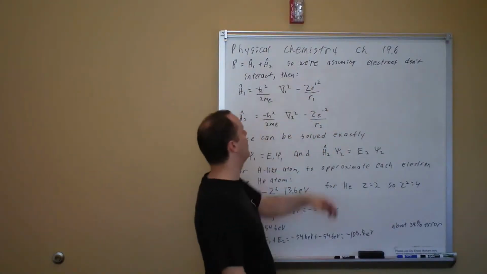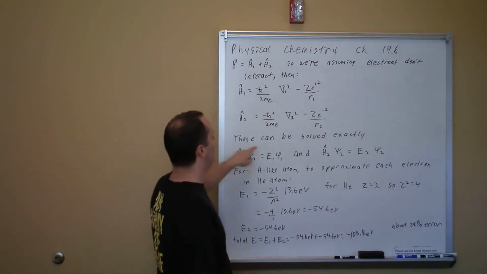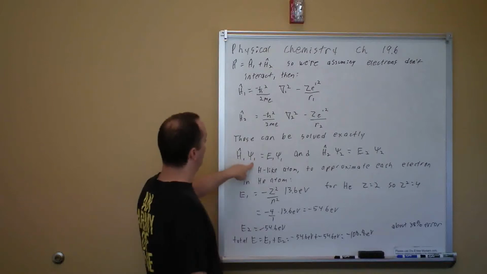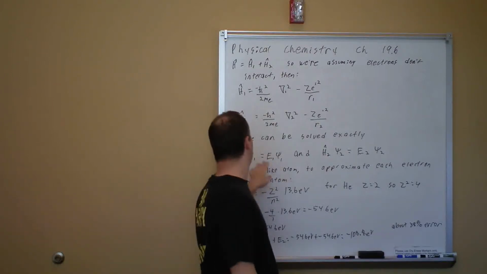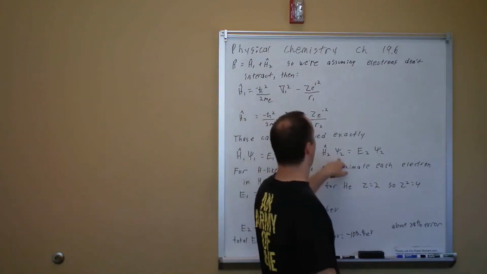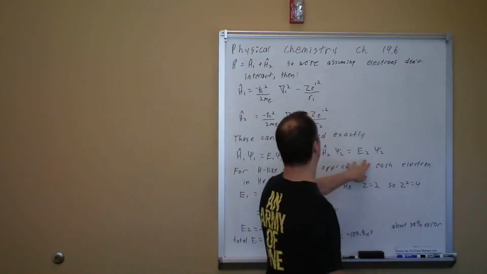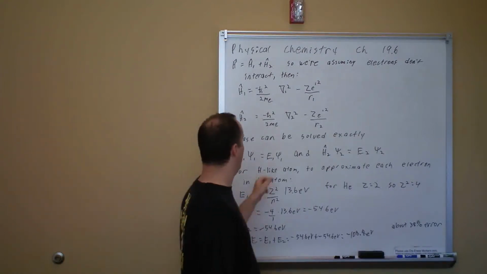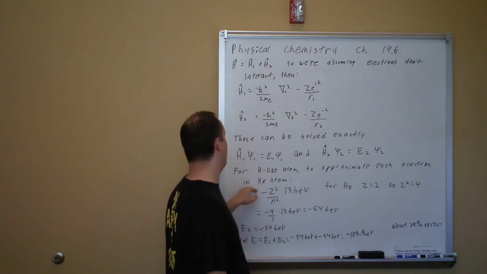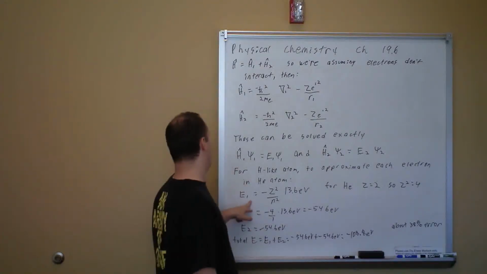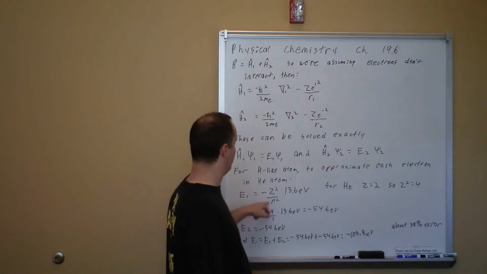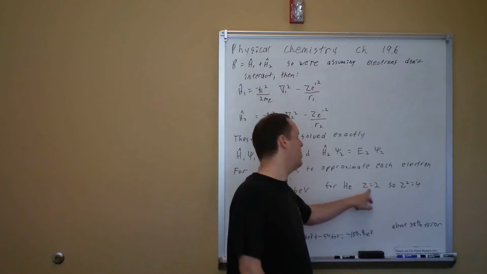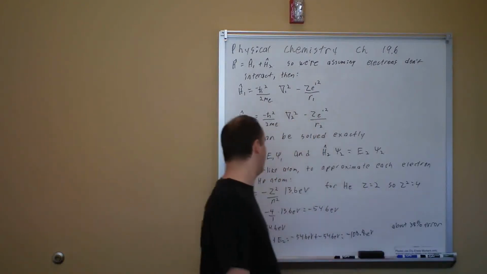And so there was that fifth term that we're just going to blatantly ignore. So those can be solved exactly just like we did before, with the Hamiltonian of psi equal to energy times psi for electron 1, and likewise the Hamiltonian of psi equal to energy times psi for electron 2. Now we're going to use the hydrogen-like atom approximation for each electron in the helium atom, and we're going to say the energy E1 is minus z squared over n squared times 13.6 electron volts. Remember, for helium, z is equal to 2, so z squared is equal to 4.